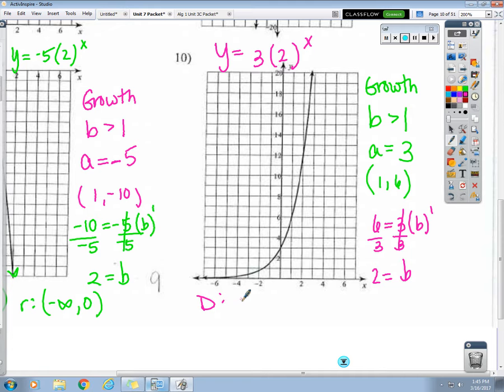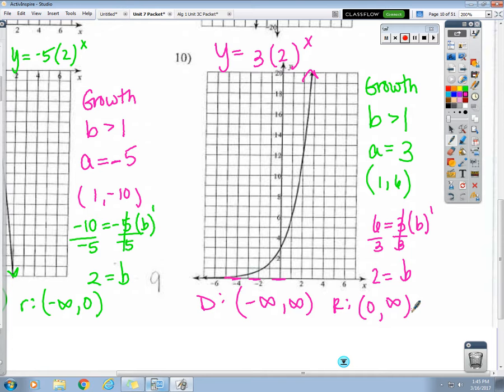What is the domain? Correct. That's what it is for all exponential functions. And what is the range? Correct. The lowest it will ever go on the y-axis is 0, because you can see that that's where the asymptote is. The highest it will go is forever.